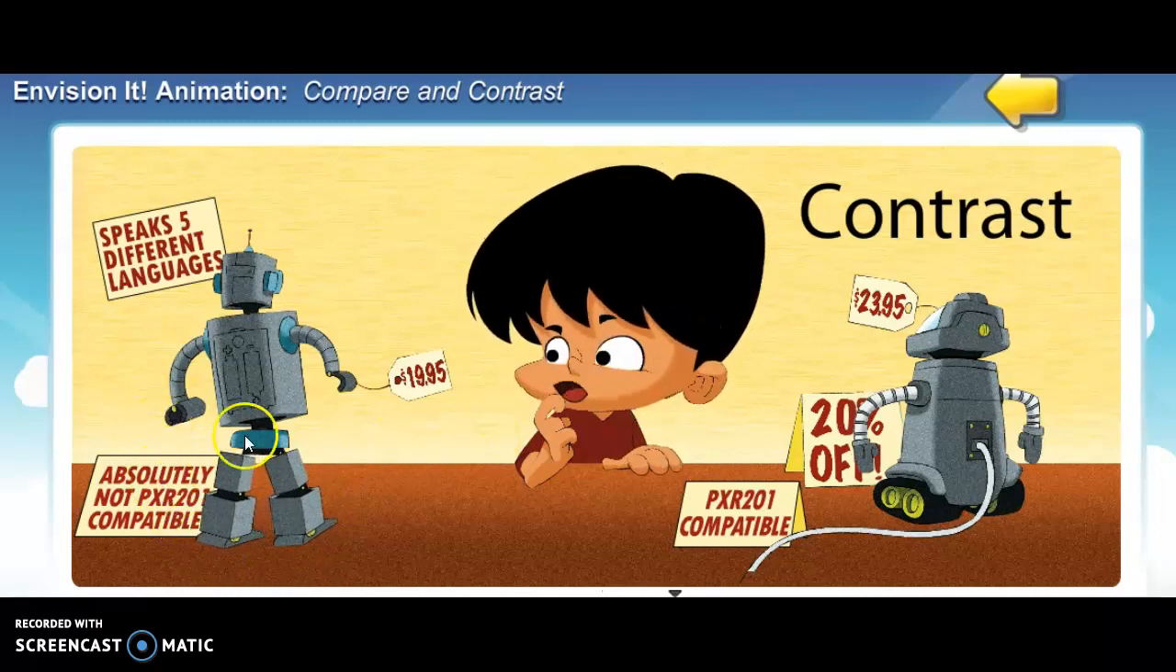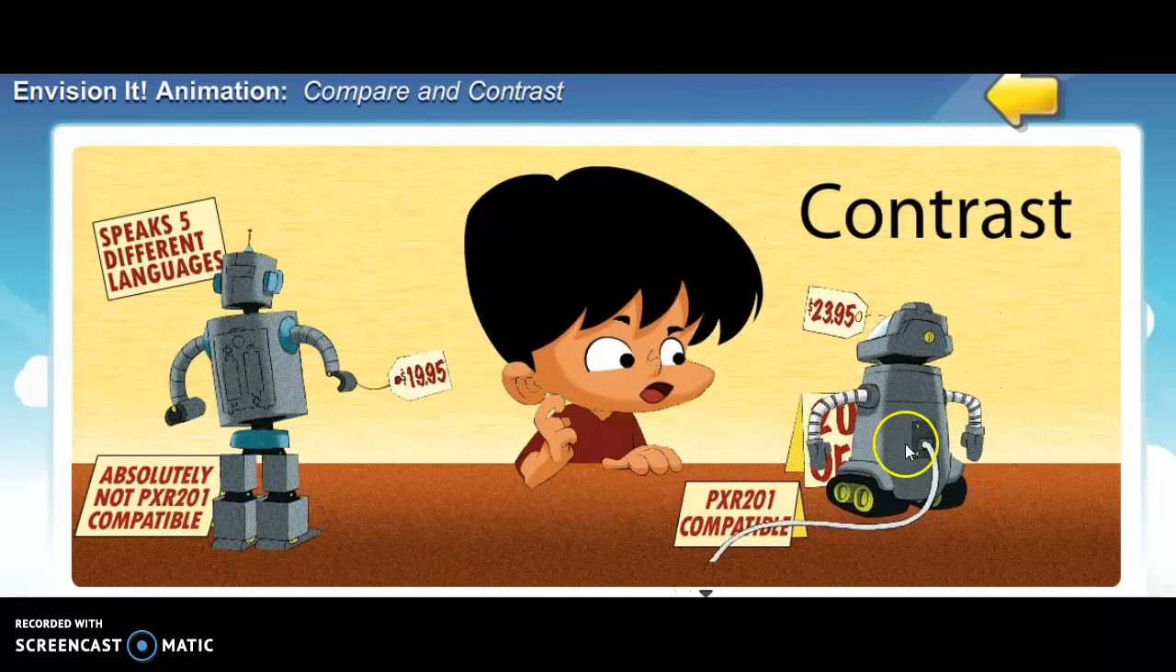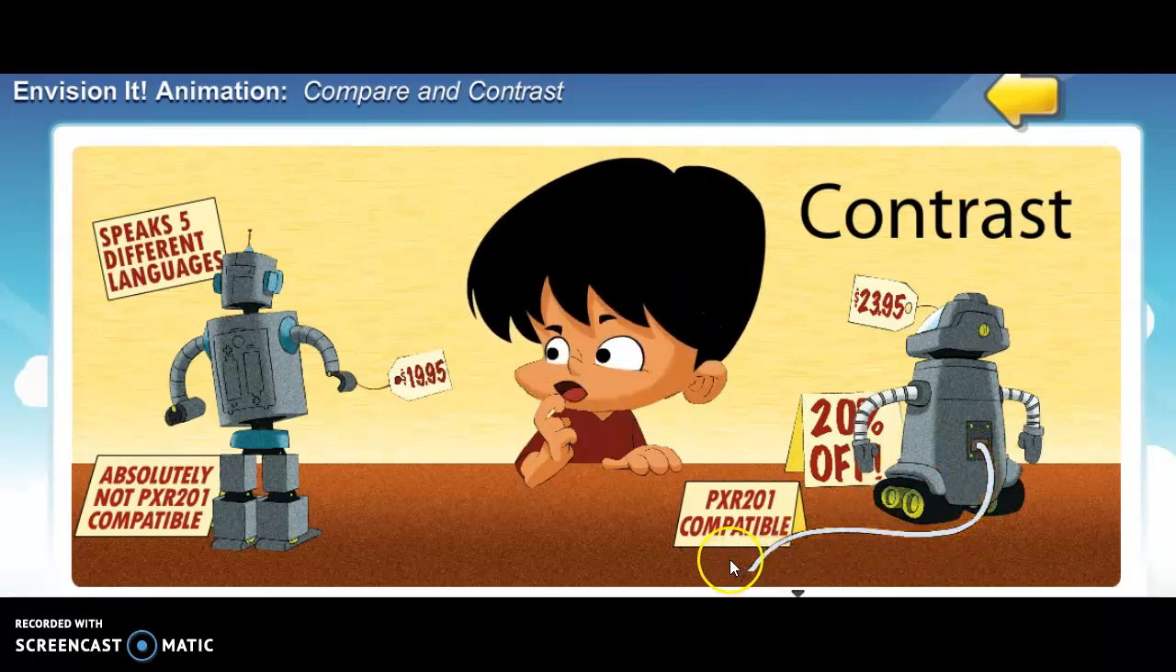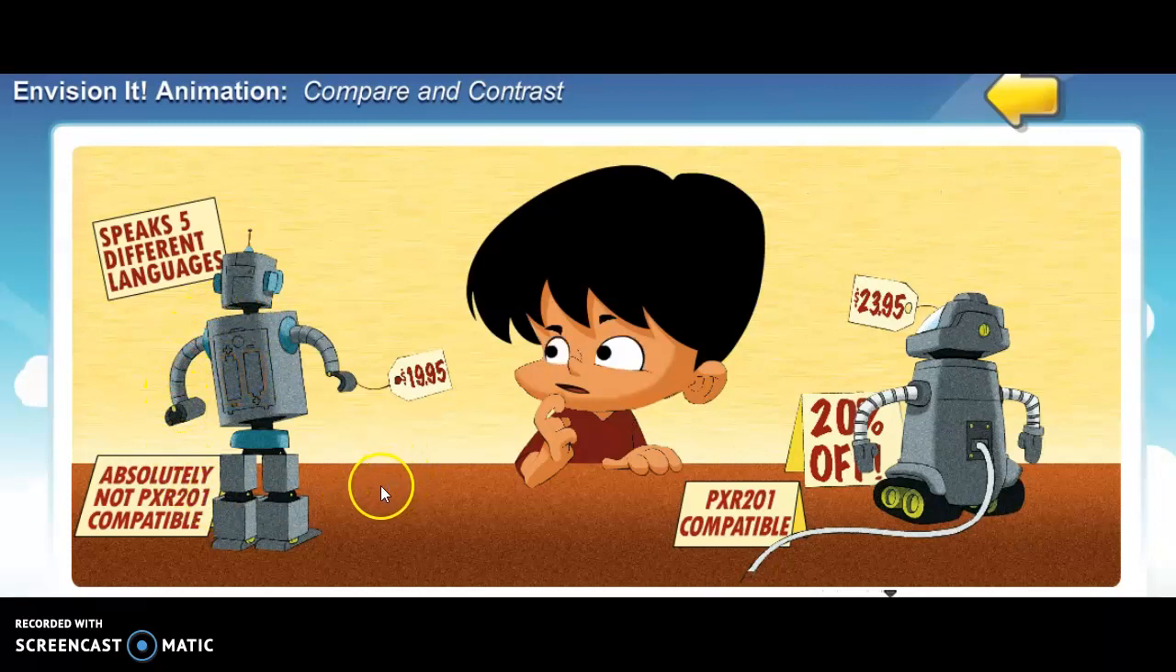One robot likes to move. The other has wheels. What else? Well, this robot has a cord, and this one uses battery. So, which other differences or similarities do you girls see on this picture?